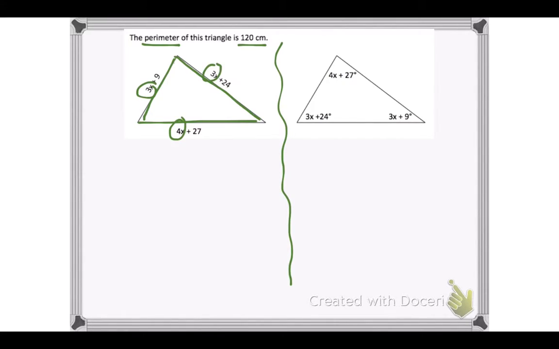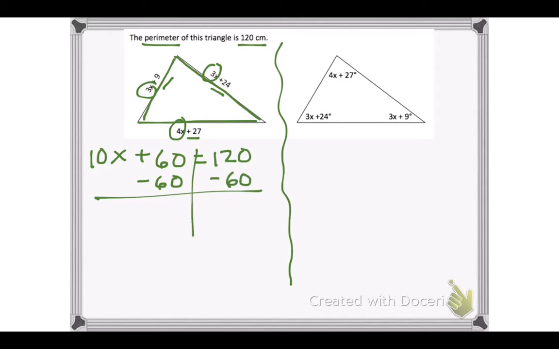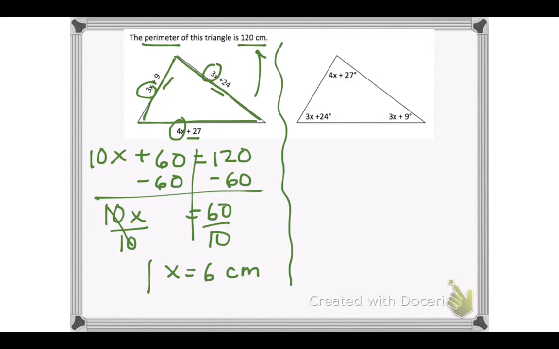We're going to add the 3x, the 4x, and the 3x all together, and that gets us 10x. The 9, the 27, and the 24, when you add them all together, we're just going to do that real quick, is 60. Now that is all of the sides added together, which is the perimeter. They must be equal to each other. So we're going to minus that 60 over. We get 10x equals 60. Divide by 10, and x equals 6. What is our unit up here? Our unit is centimeters. So on this problem, x equals 6 centimeters.